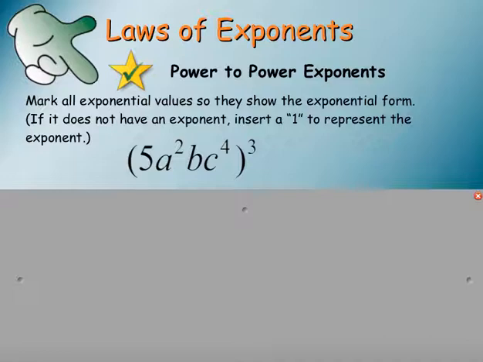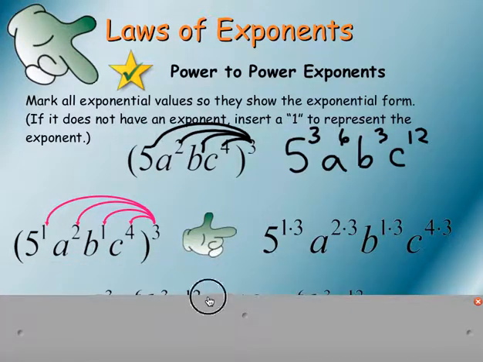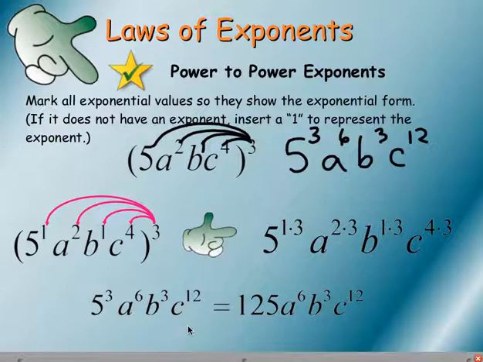If we have 5a squared bc to the 4th, all to the 3rd, first of all, we need to remember that this b does have an exponent, so we will need to distribute it to the b as well. So we're going to say, well, that's b to the 1st power. And this to the 3rd needs to distribute to everything inside, including the 5, which means we're going to have 5 to the 3rd, a to the 6th, remember we're multiplying, b to the 3rd, and c to the 12th. And we can even multiply out that 5. So we distribute and we get 125a to the 6th, b to the 3rd, c to the 12th.